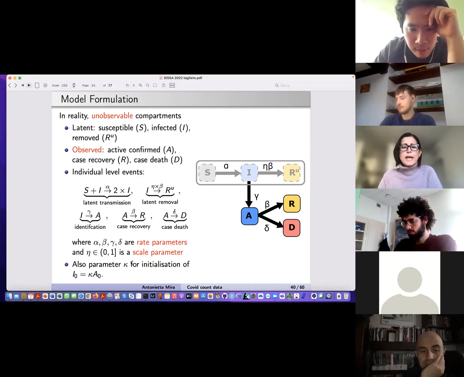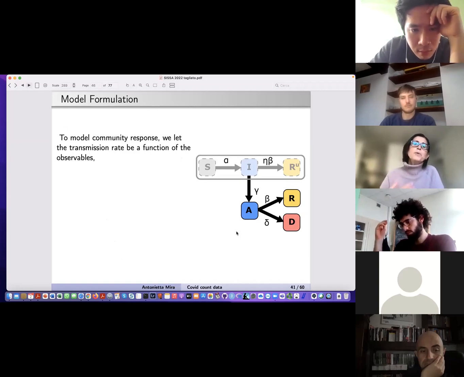We also have an additional parameter K that is needed for initialization, because I0, the infected at time 0, we don't know how many there were. So we assume that there were a fraction K of the active confirmed at time 0. So this is an additional parameter K.